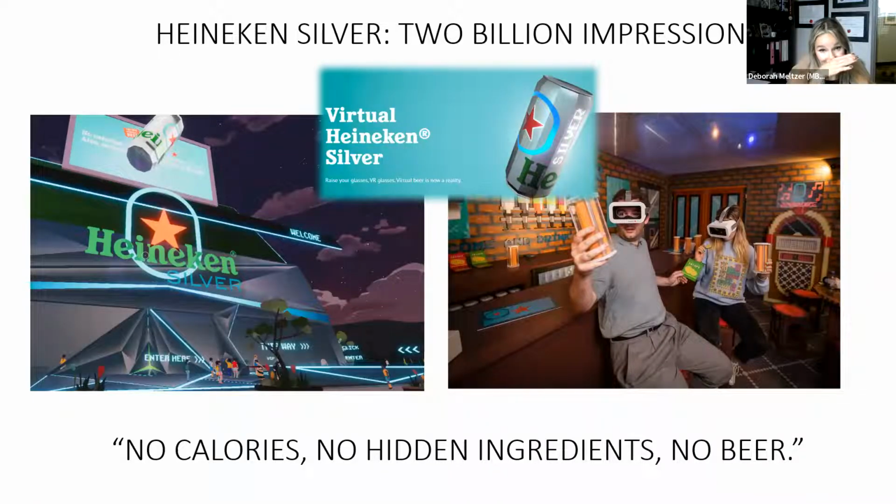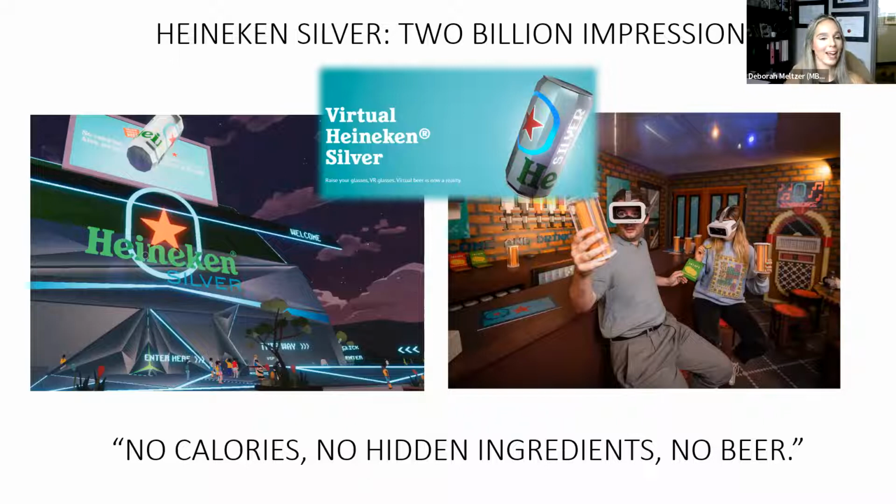And Heineken, this is my favorite virtual reality story from a branding perspective, because when people started to hear about Heineken advertising virtual beer, which sounds so ridiculous, they owned it. First of all, this whole thing was in advance of the real world launch of their Heineken Silver beer, which is not as bitter, more refreshing. Again, the target market was Gen Z, who goes on these virtual platforms.